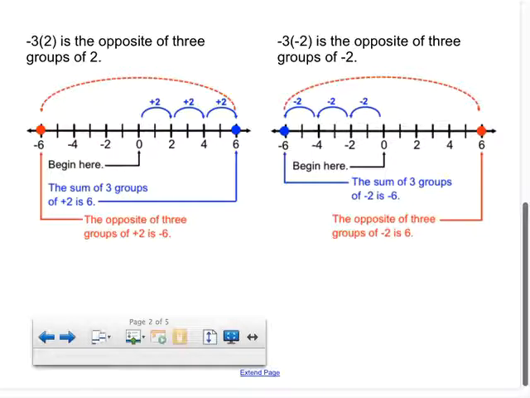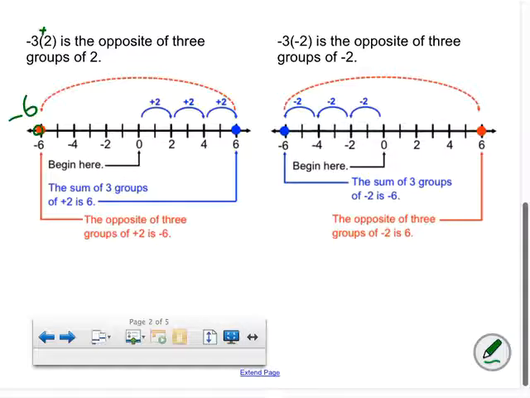Let's take a look at this. Well, I have a negative 3 and what's the sign of that 2? It's a positive 2, right? So, are those same signs or different signs? Different signs. So what's the answer sign going to be? It's going to be negative. And then 3 times 2 is what? 6. It's going to be a negative 6.